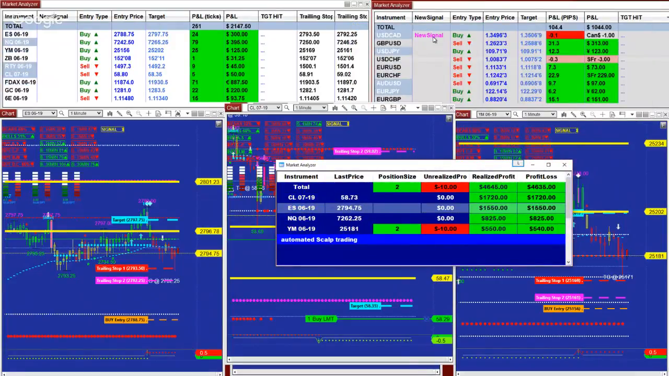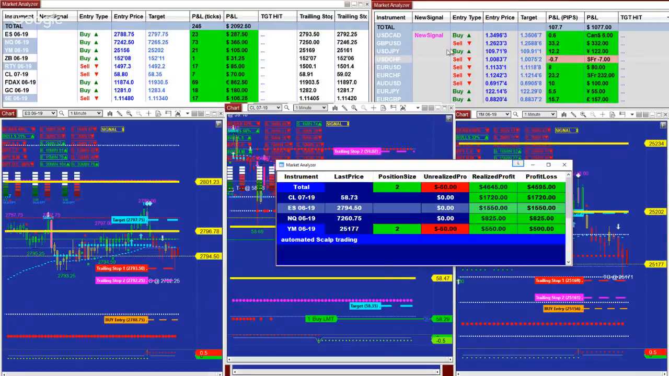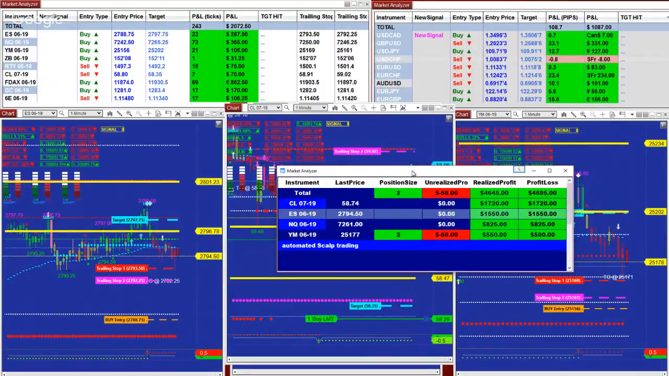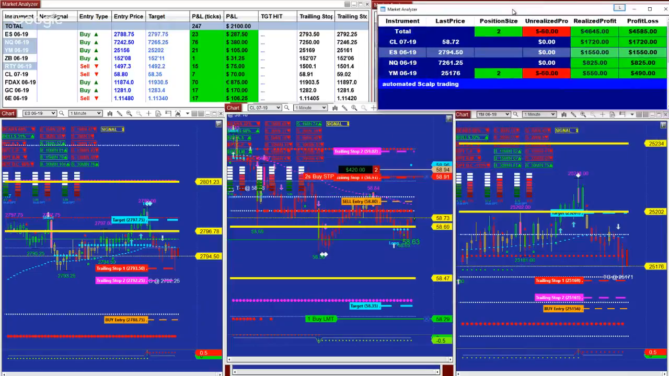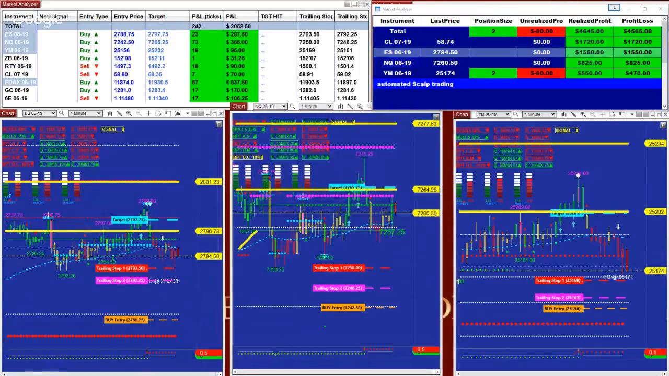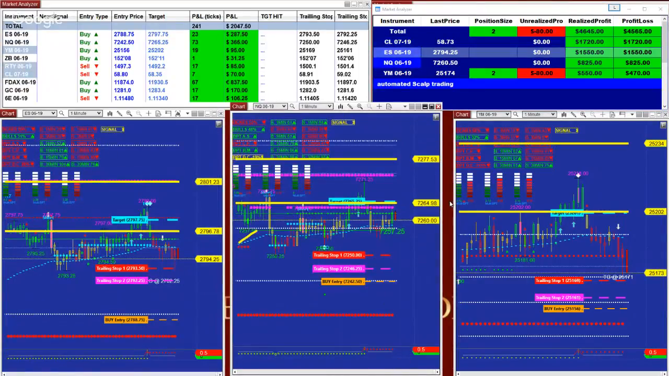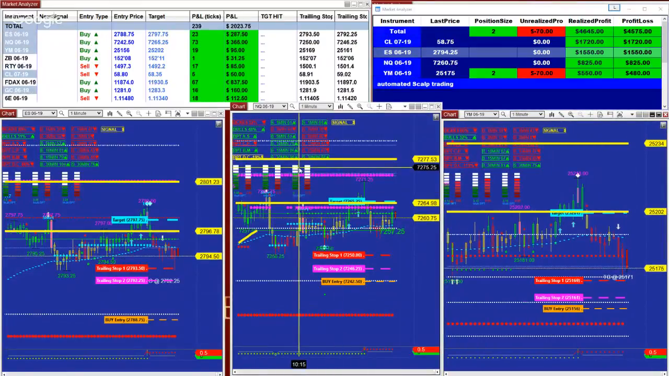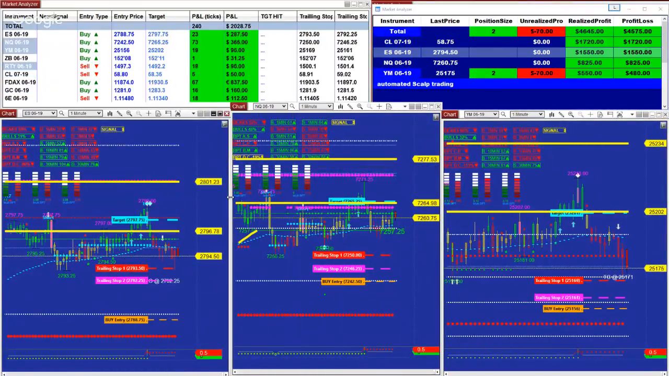New signal on the US: buy at 13496.3, target 13406.7. So this is your new signal here. And let's look at the Nasdaq. Okay, the Nasdaq is a long way from home, but the YM, we're about to have a signal.